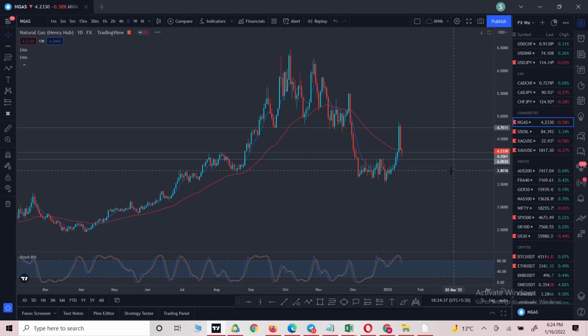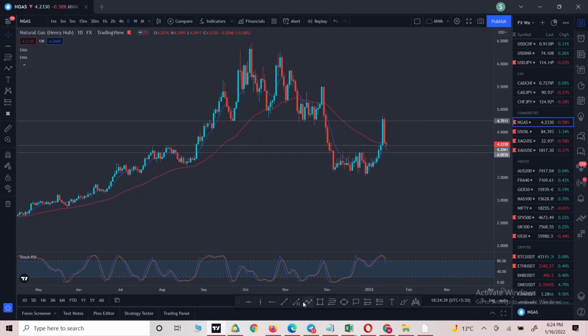Next, it's natural gas. Starting from here, we have the low, lower high, lower low, lower high, lower low, lower high. It's a kind of double bottom. Then we have the higher high, higher low, and then we have another higher high.